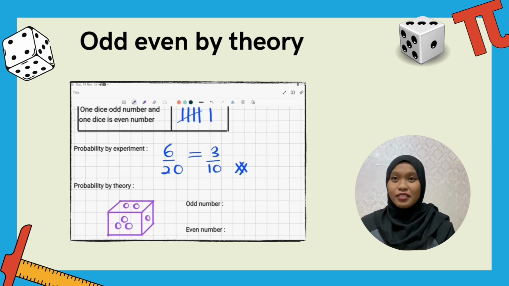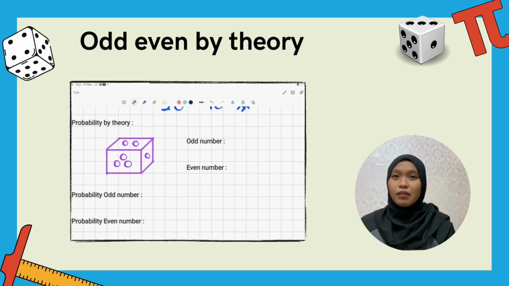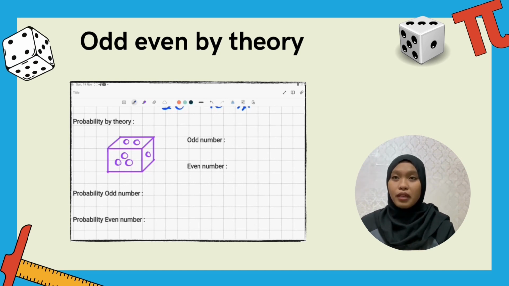Now, I will show you how to calculate the probability of getting one odd number and one even number for two dice based on the theory. As we know, one die has 6 surfaces, 3 of them odd numbers and the other 3 even numbers. So the probability of getting an odd number from one die is 3 over 6, and the probability of getting an even number from one die is also 3 over 6.